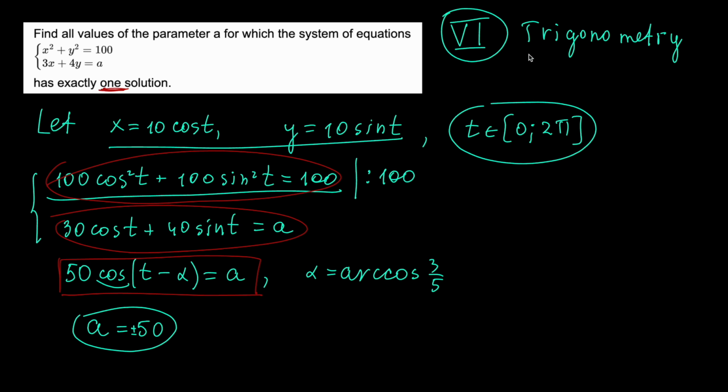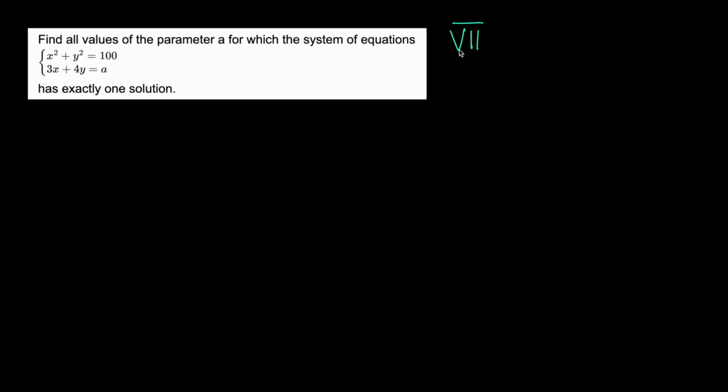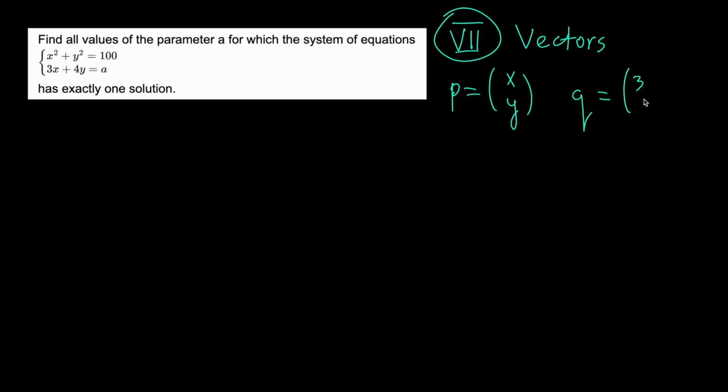I personally like this solution very much because it's very elegant, and also you have to demonstrate some creativity to come up with this idea. Now let's move on to solution number 7, using vectors. We can think of these two equations as something that describes two vectors. Vector p with coordinates x, y, and let's say vector q with coordinates 3, 4.